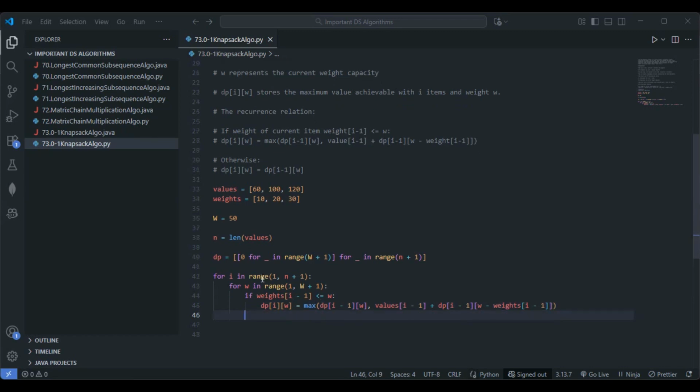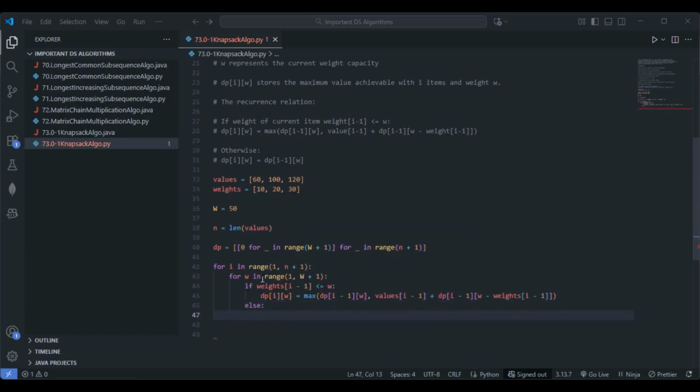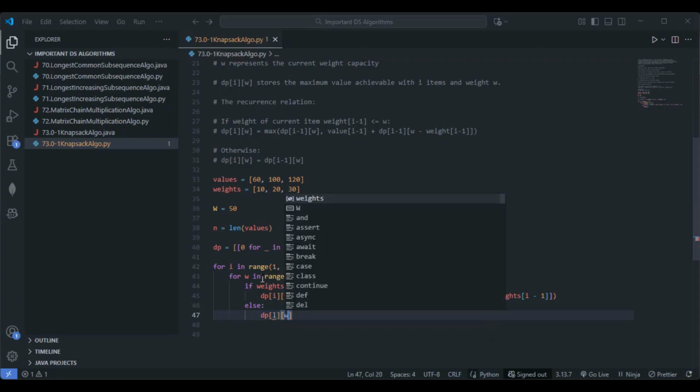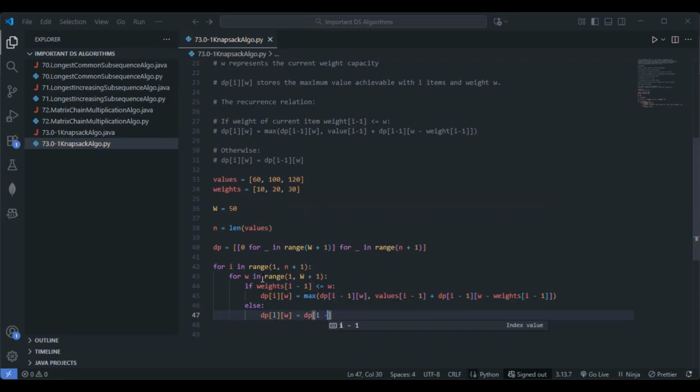Next, else what we need to do? We cannot include the item. We just have to take the value from the previous row. So this one will be dp of I W equivalent to dp of I minus 1 and W.